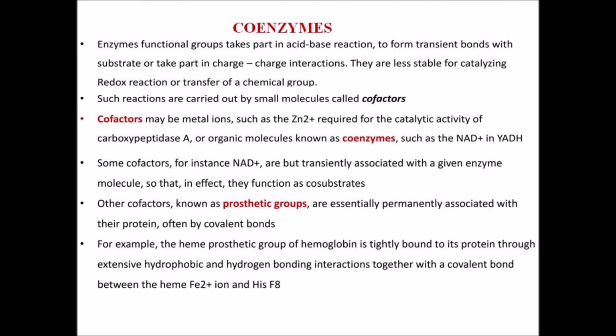Some cofactors, for instance NAD+, are only transiently associated with a given enzyme molecule so that in effect they function as co-substrates. Other cofactors, known as prosthetic groups, are essentially permanently associated with their protein, often by covalent bonds. For example, the heme prosthetic group of hemoglobin is tightly bound to its protein through extensive hydrophobic and hydrogen bonding interactions together with a covalent bond between the heme Fe2+ ion and His F8.